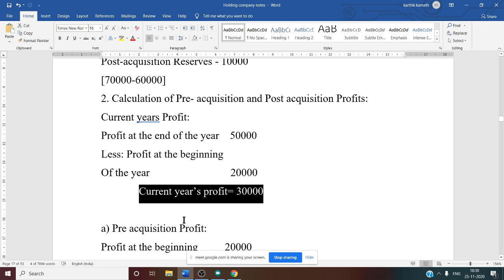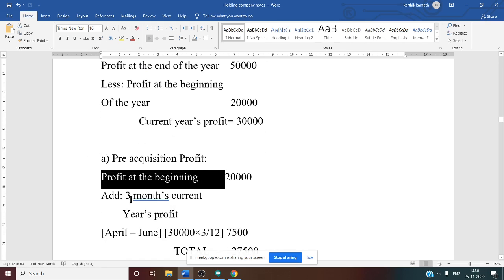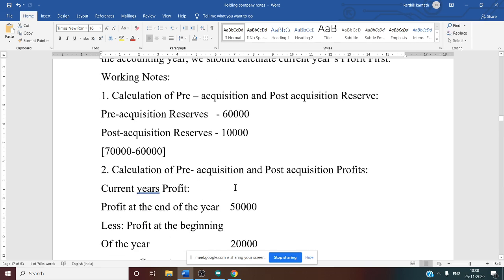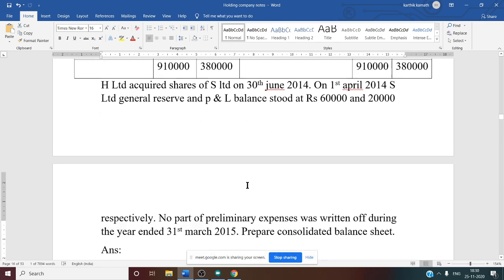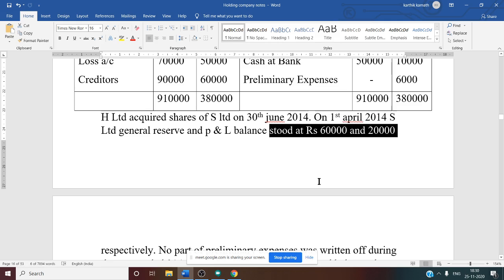Why? Because if you see here, for pre-acquisition profit, the first thing you want to write here is the profit at the beginning. Profit at the beginning, you know, is given in the adjustment, 20,000. If you see the adjustment here, the date is very important. 1st April 2014, this information is given, 60 and 20,000. So this is the profit at the beginning, 20,000, that is for P&L. Reserve is given 60,000, so that is not needed. Now we are considering only the P&L account.